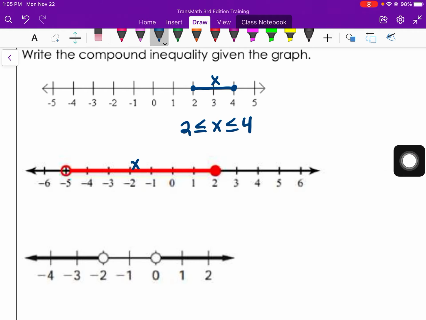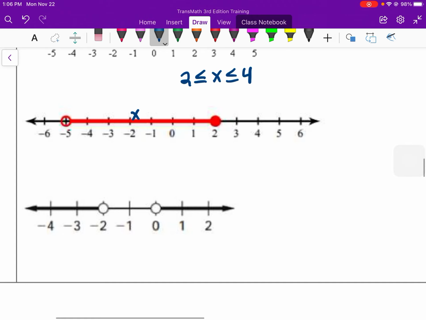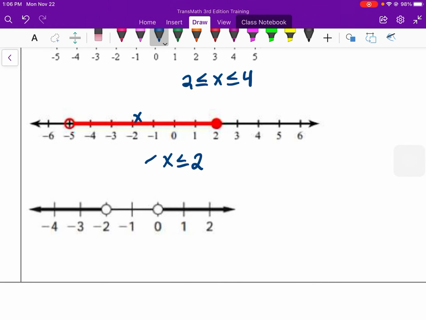Here my x's are between -5 and 2. 2 has a closed circle, so less than or equal to 2, and then an open circle at -5, pointing the same direction, greater than -5.